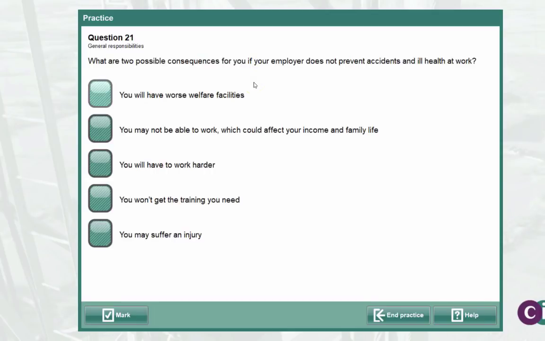What are two possible consequences for you if your employer does not prevent accidents and ill health at work? You will have worse welfare facilities. You may not be able to work, which could affect your income and family life. You will have to work harder. You won't get the training you need. You may suffer an injury.